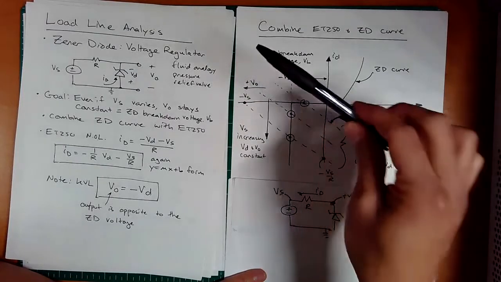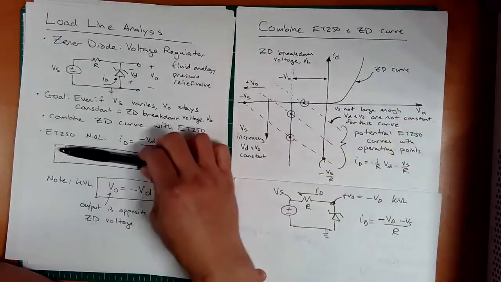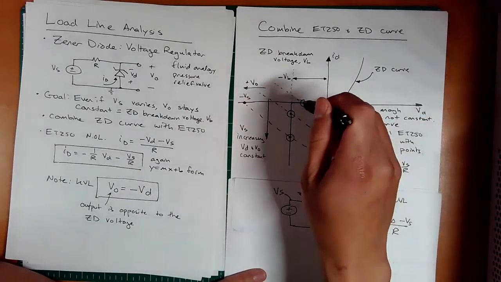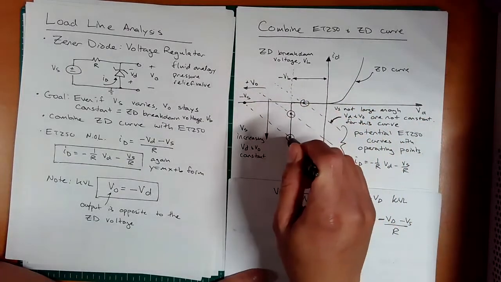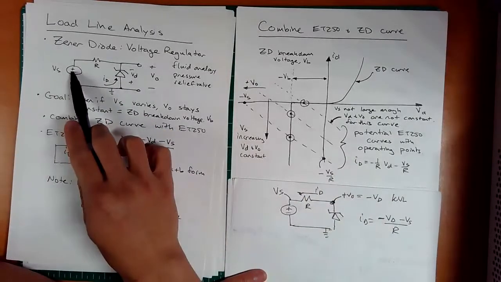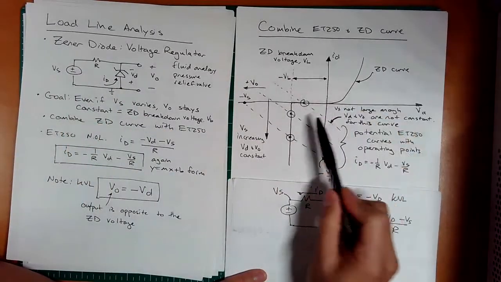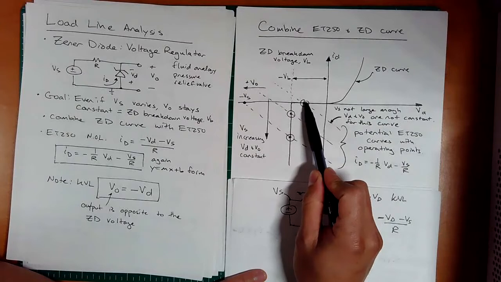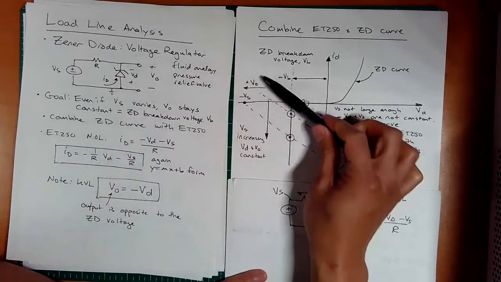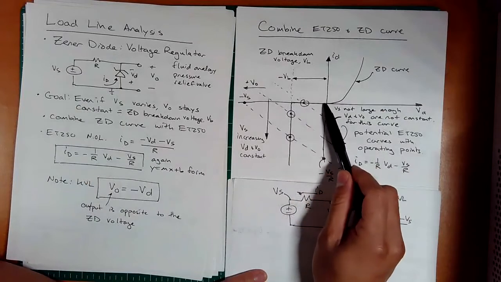Okay, so what is that telling us? What this is saying is the intersection between this ET250 nodal Ohm's law line and our new Zener diode curve is where this thing behaves. And so don't lose the intuition that this is a pressure relief valve. At low voltage, we are here, and that means it's operating at no current. If this voltage is lower than the breakdown voltage, no current. And you're seeing that here.